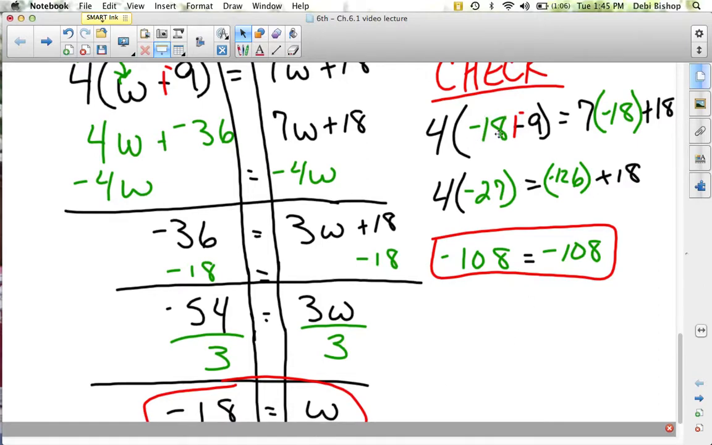Every place that you see a w, you put in negative 18. Again, don't forget to bam, bam, change your subtractions to adding the opposite so you don't lose your negative signs. You plug in your work, do your math, you'll find negative 108 equals negative 108. True statement. So there we are.